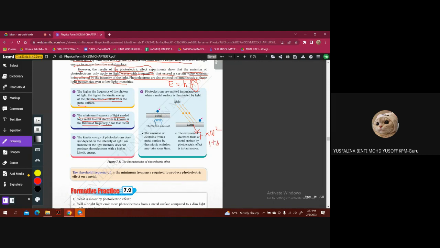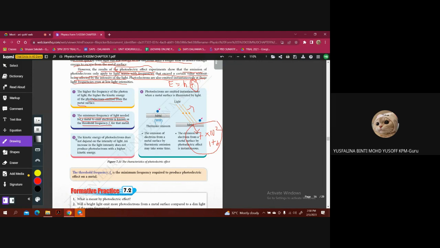So they say if the light strikes the metal and it has a frequency of 7 times 10 power of 2, it already has enough energy to emit the photoelectrons, right? The minimum frequency that it needs, we call it the threshold frequency. The minimum, right? So if you give more than 7 times 10 power of 2, of course, the electron will be emitted out.